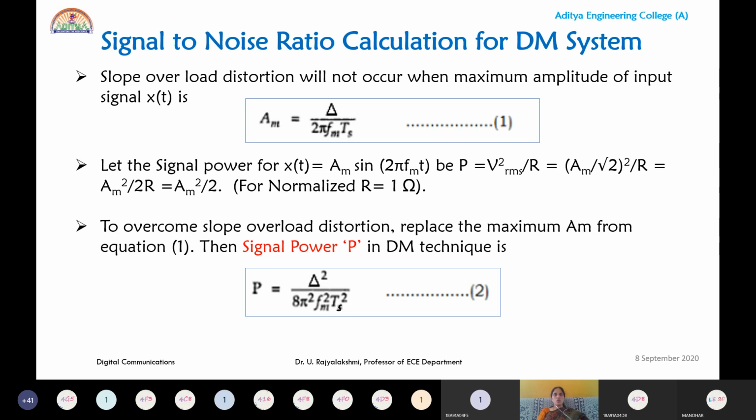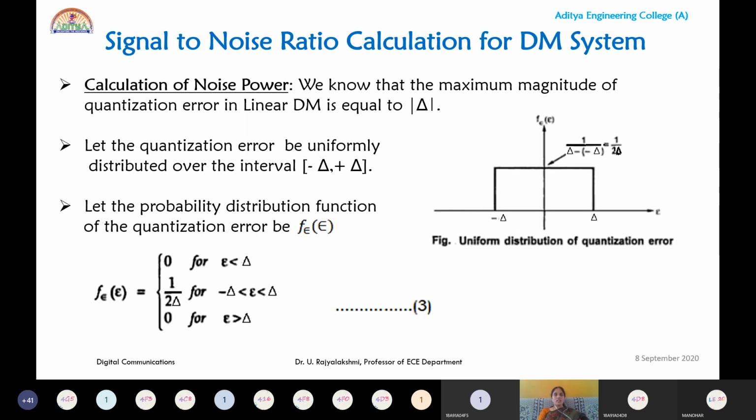Now let us go to the next slide to calculate the noise power. So how can you calculate the noise power? Already we know the quantization error. Can any one of you tell me what the quantization error range is in the case of PCM? One of you please respond and tell me what the range of quantization error is in the case of PCM.